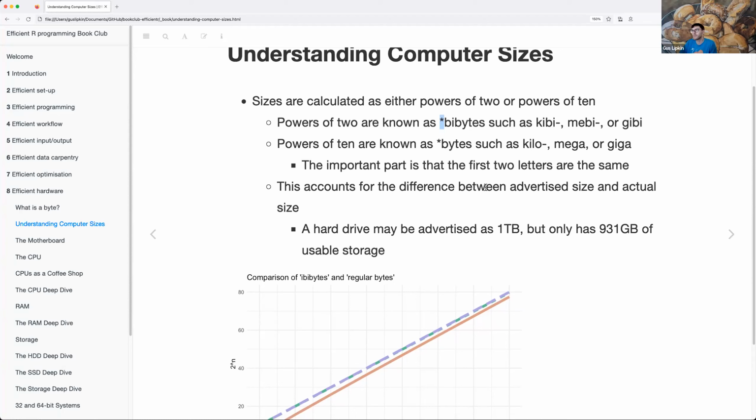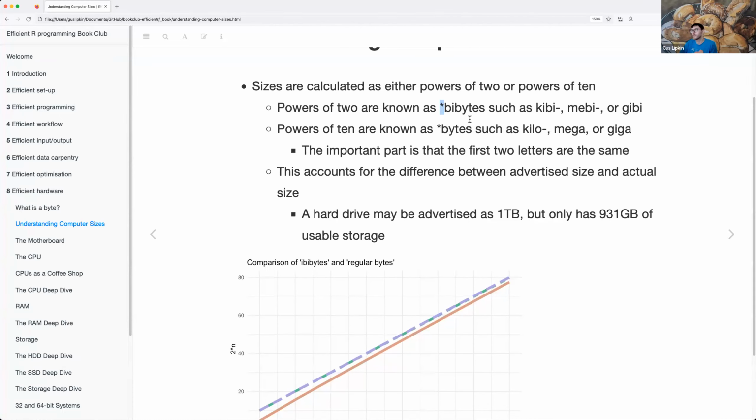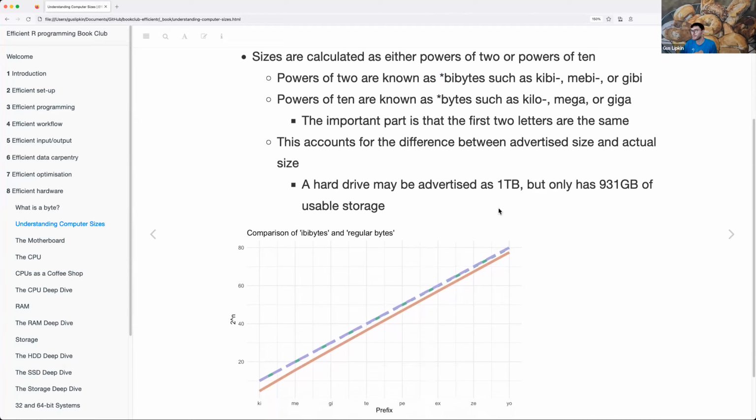And this accounts for the difference between advertised size and actual size for the most part. So a hard drive might be advertised as 1 terabyte, but it only has 931 gigabytes of usable storage because they're using one metric in the advertisement and then the other one on the actual measuring of things.